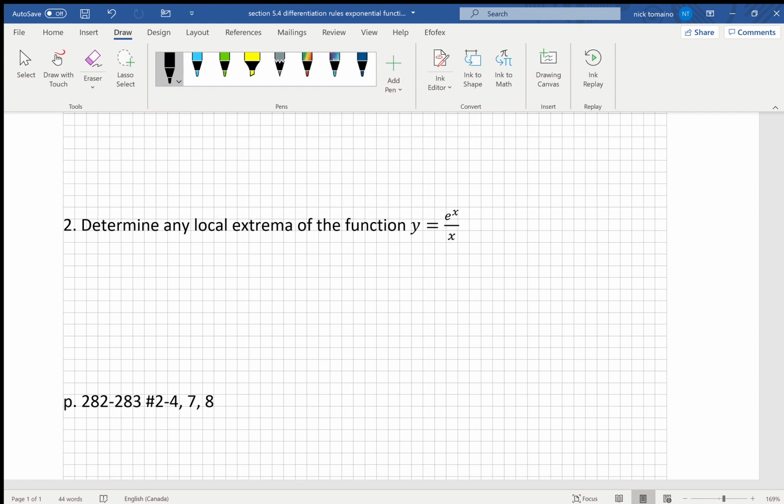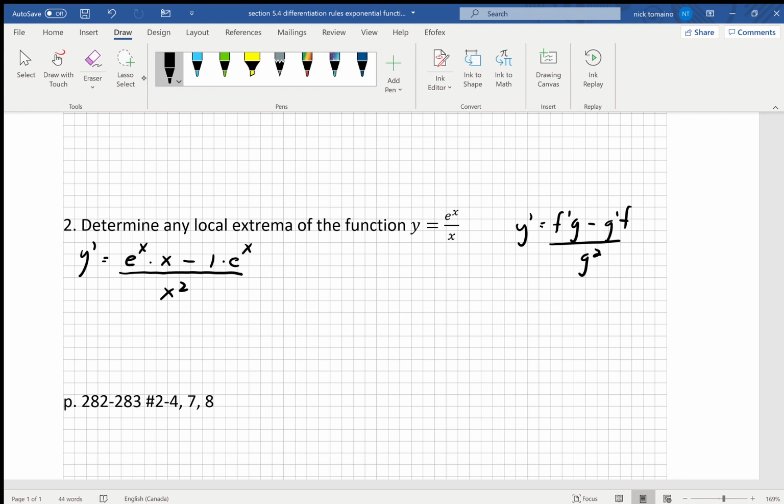All right. Okay, so next one, determine any local extrema of the function y equals e to the x over x. So remember, for a local extrema, the derivative is equal to 0. And we also have a quotient here. So recall the quotient rule is f prime g minus g prime f, over g squared. So we'll go back over here. Y prime is equal to f prime, which is just e to the x, times g, minus g prime, which is 1, times f, e to the x, all over x squared.